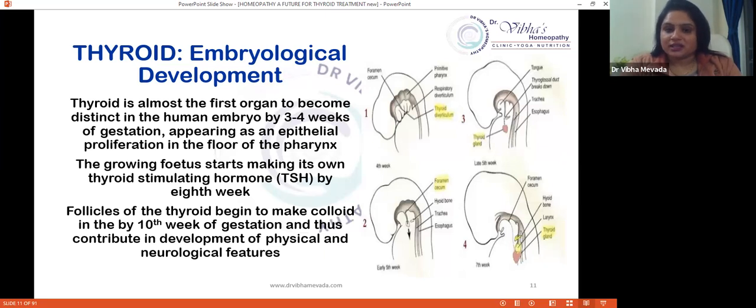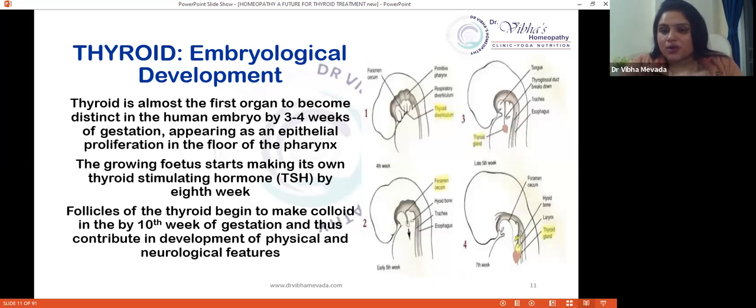You can understand that up to the age of 4 weeks, the thyroid gland starts developing, and up to the age of 8 weeks, the thyroid gland starts working for the further growth and development of the embryonal body. And up to the 10th week of gestation, it contributes to the development of physical and neurological features of the embryo.